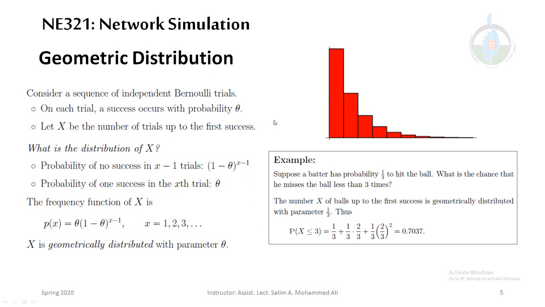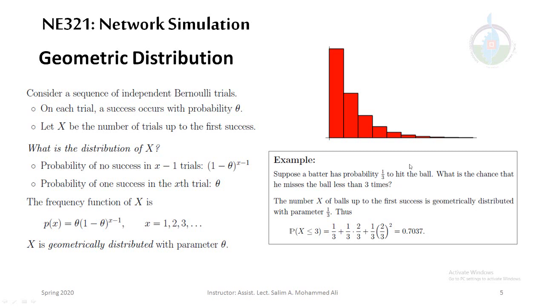A simple example of such a geometric distribution is, suppose that there is a baseball game, and usually a batter tries to hit the pitched ball. Suppose this batter has a probability of 1/3 to hit the ball. What is the chance that he misses the ball less than 3 times? Usually in these types of questions, you should read the question many times to understand what outcome or what exact number we need from you. Okay, what is the chance that the batter misses the ball less than 3 times?